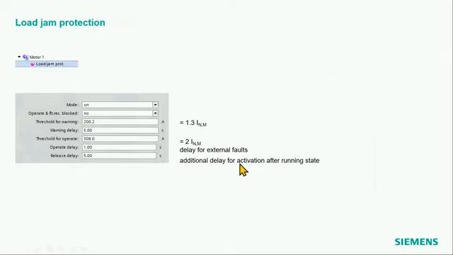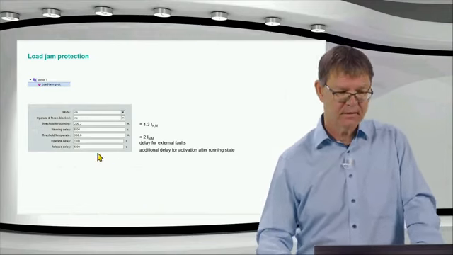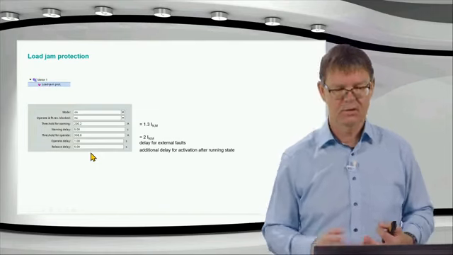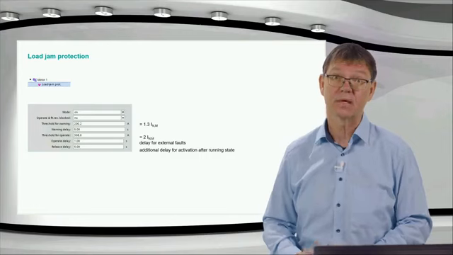Okay, load jam protection. I set the warning threshold to 1.3 times nominal current and the tripping threshold at 2 times nominal current, because if it's more than 2 times for a longer time, then I have a load jam situation. Definitely I can trip. I don't want to continue in that way and wait. And here I have this release delay, 5 seconds. It's an additional safety before I activate this function after the motor is in the running state.